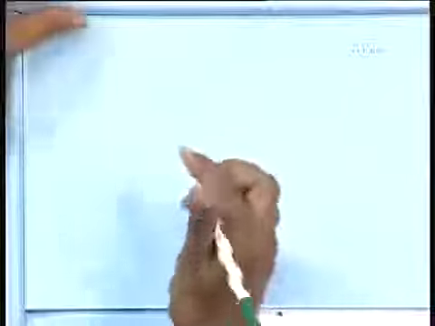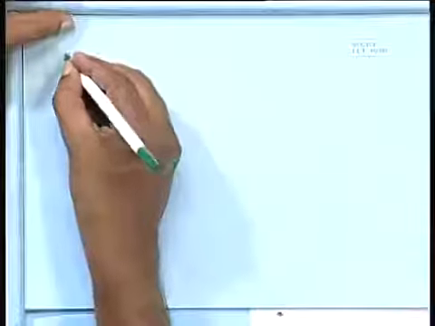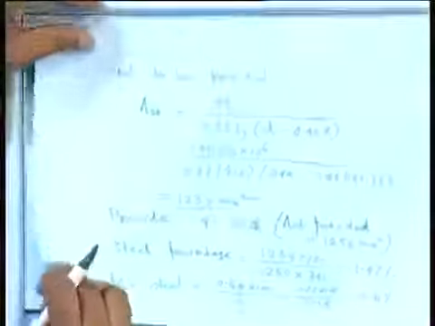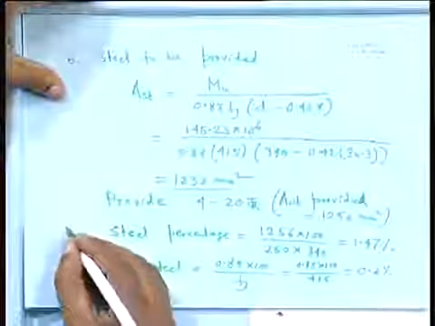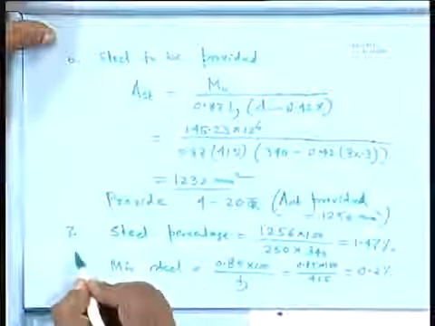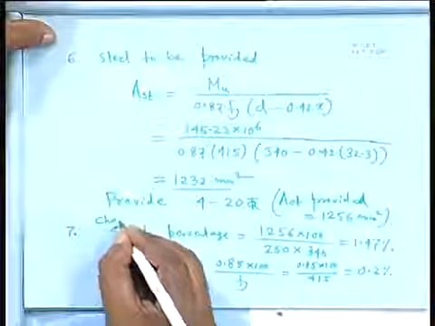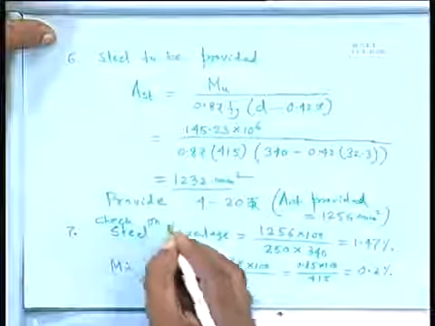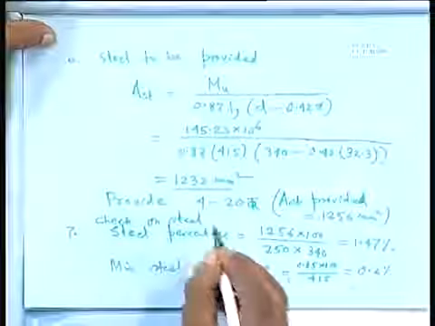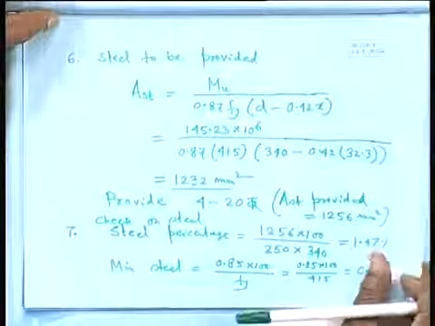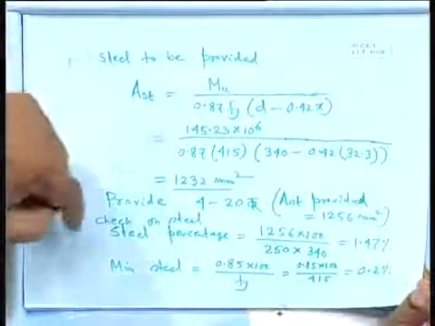What about the shear reinforcement? I think this one we can take as a check. Let us take this one as a check. So, number 7, check on the steel, that how much you are providing and whether it is permissible, whether it is within the limit. So, that we are checking in this case.